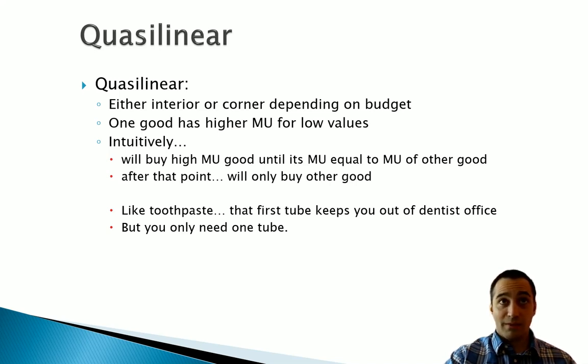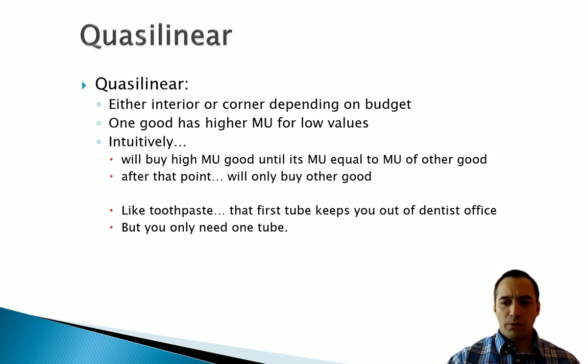The reason is that one good will always have higher marginal utilities per dollar for low values. And intuitively, this is just saying we will buy whatever good has a non-constant marginal utility per dollar, so long as its marginal utility per dollar is a good deal. After we reach that quote-unquote good deal point, just buy the other good. How do we find that good deal point? Well, that's what the MRS equals MRT did for us.